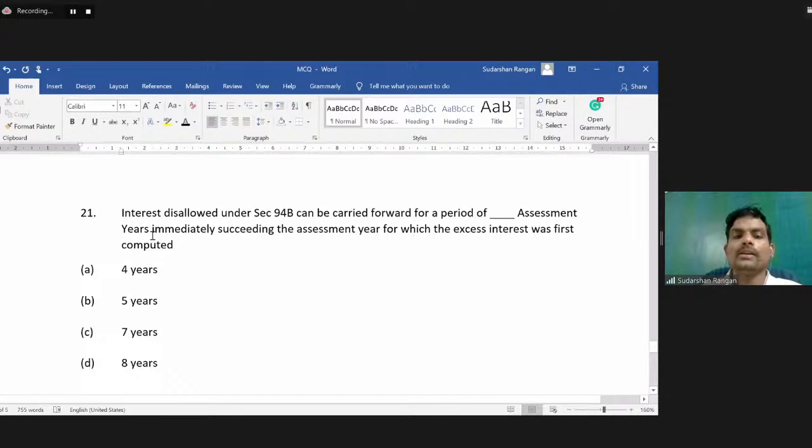So for how long can you carry forward section 94B interest? Whether it's for 4 years, whether it's for 5 years, whether it's for 7 years, or whether it is for 8 years.